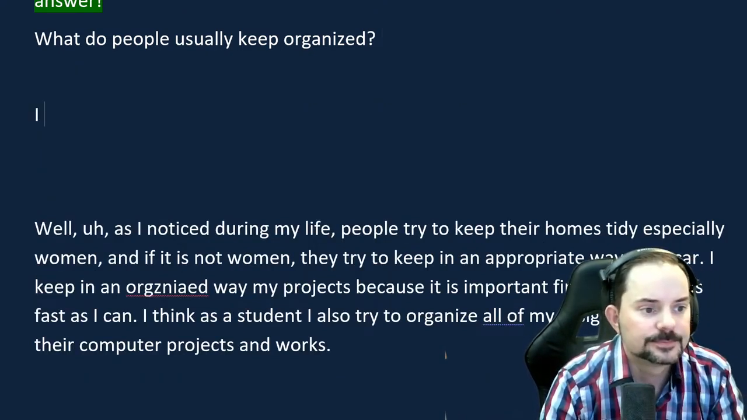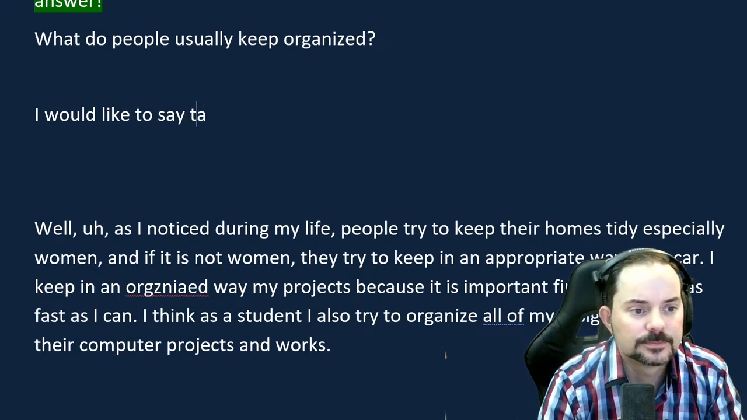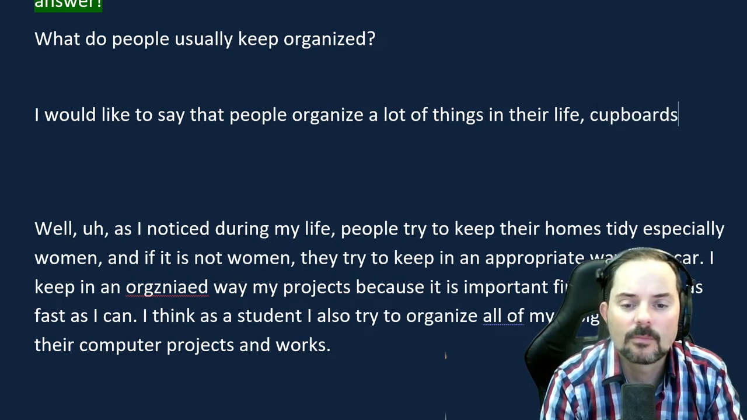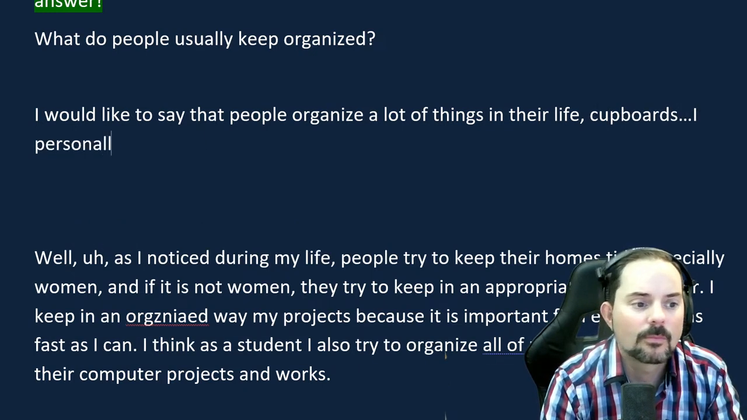I would like to say that people organize a lot of things in their daily life, be it their cupboards, be it their study tables, be it their inventory or any kind of kitchen items. And I personally like to keep my study table organized as it keeps me focused and helps me think straight.